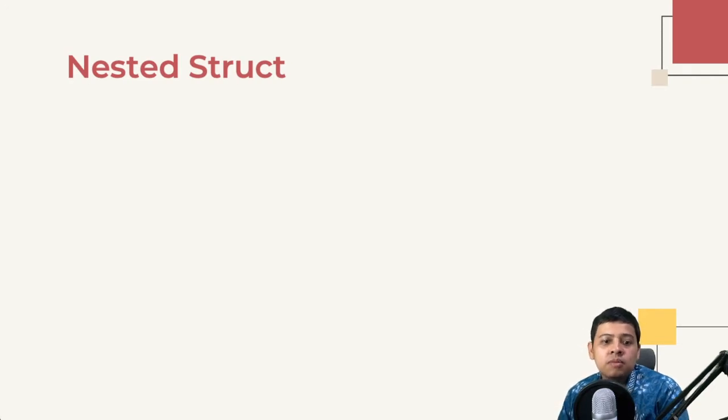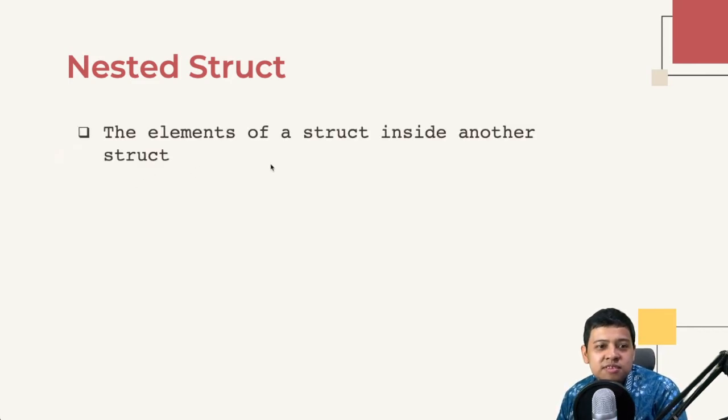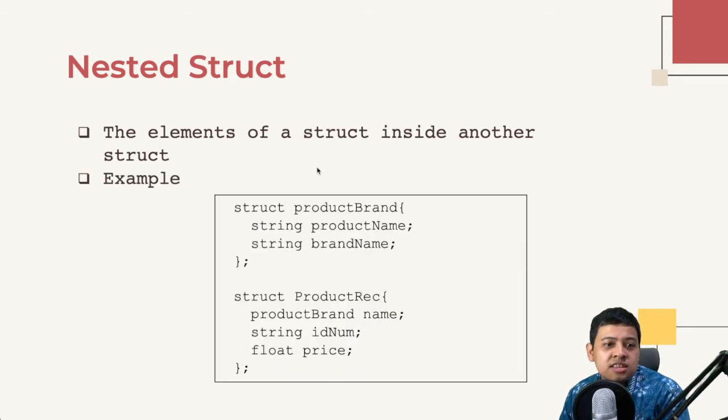Now we are going to talk about nested struct. So what is a nested struct? As the name explains, this is nested. So there will be a struct inside of a struct, and here is the example.